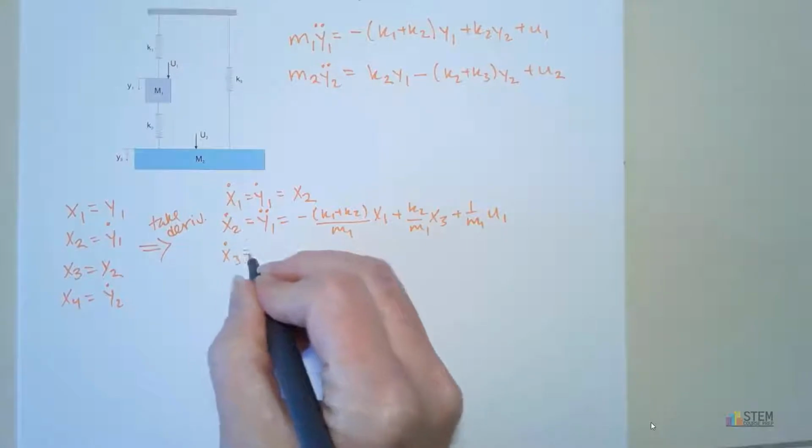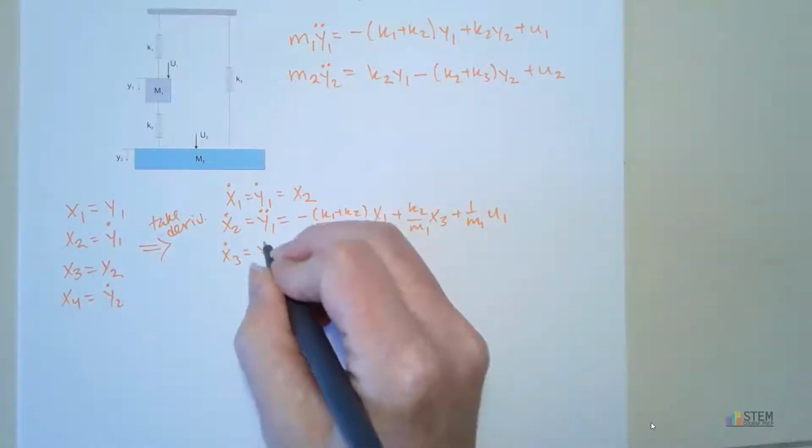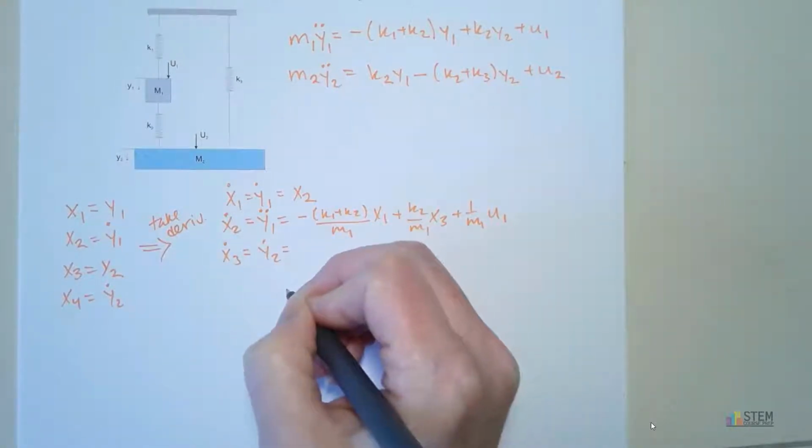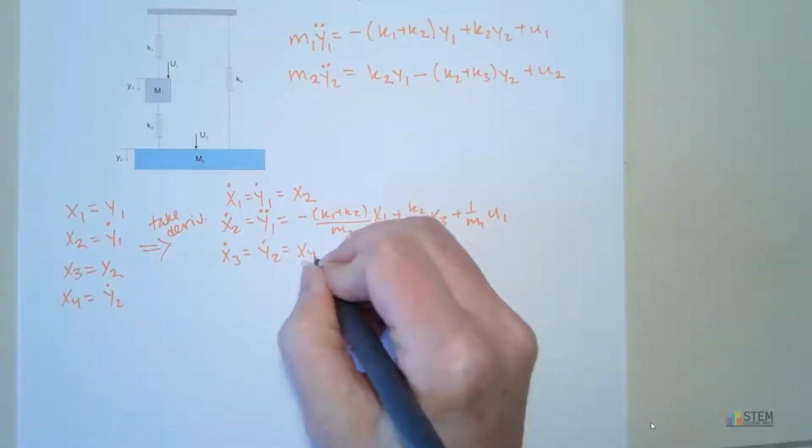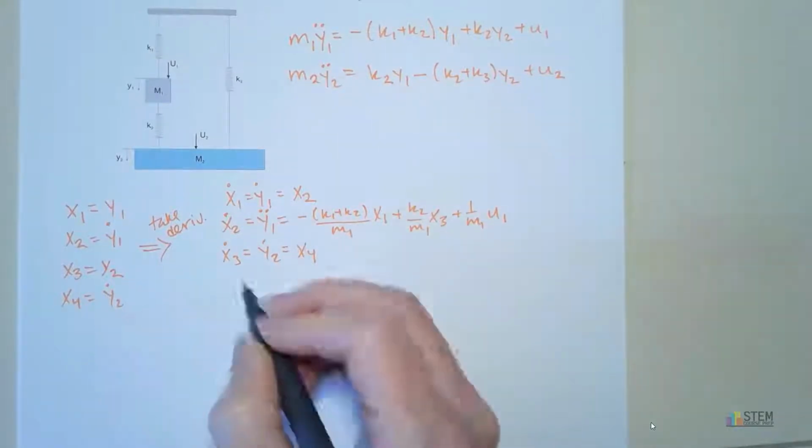Like that. Alright, and then we keep going. So x3 dot is going to be y2 dot. And what's y2 dot? Well, that's x4. That one was easy.